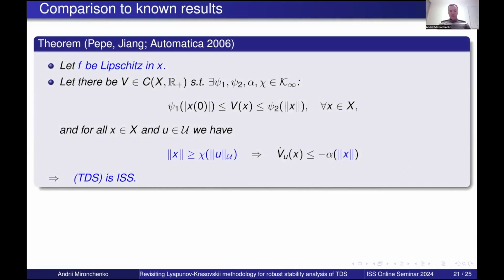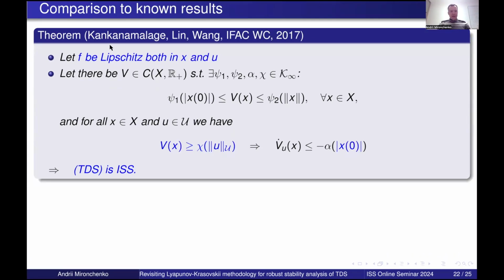And now let us compare to what we had in previous results. So the first ISS Lyapunov-Krasovskii theorem, due to Pepe and Jiang, stated that if F is Lipschitz, V is sandwiched, and we have such an implication. So we had dissipation in terms of the norm, and the dissipation must occur if the norm of X is larger than the input. Then we have ISS. Then this result was improved by Karafyllis, Malisoff, Lin and Wang, who have shown that, okay, if we assume a bit more from F, that it is Lipschitz in X and in addition in U, then it's enough that we dissipate in terms of the right point. And the dissipation should occur if V is larger than the norm of U.